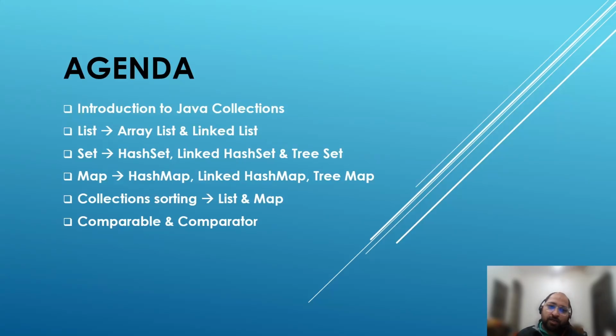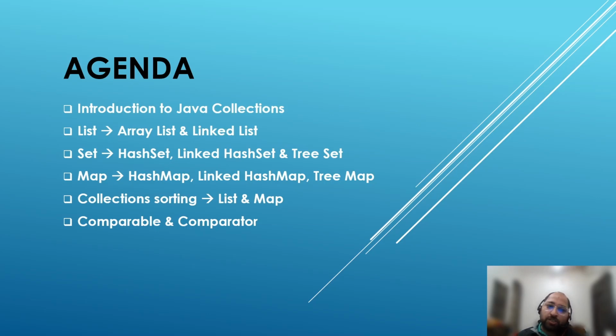So what is the agenda for this particular series? The agenda is that we are going to discuss the introduction to Java collections, which we already covered in the last lecture, so I'll quickly cover it again. Then we are going to discuss various implementations of list, set, and map, which are three collections in Java. List is one collection, set is another, and map is the third one. These are the interfaces.